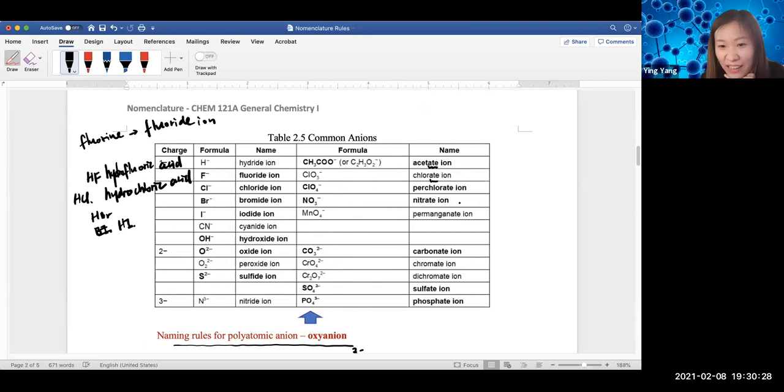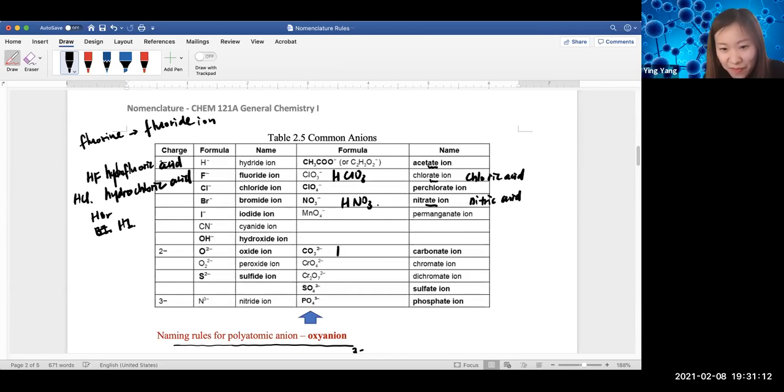Here, let's do nitrate ion. That ends in -ate, right? And when it forms an acid, one negative charge combines with one hydrogen, HNO3, and this is nitric acid. And for another -ate, let's see. Okay, let's see this one. HClO3, and this would be chloric acid. And then the one next to it would be perchloric acid, right?